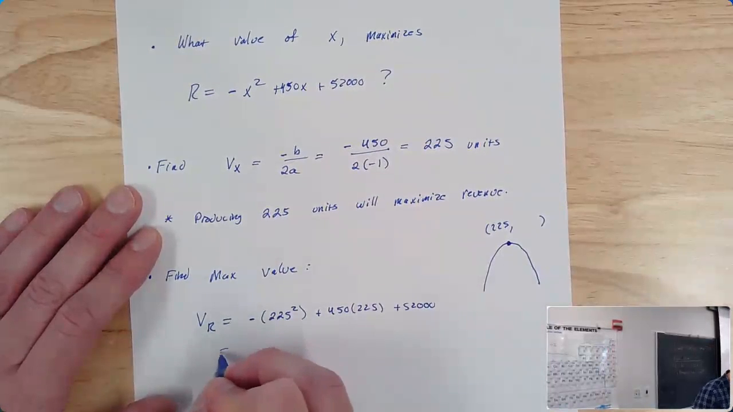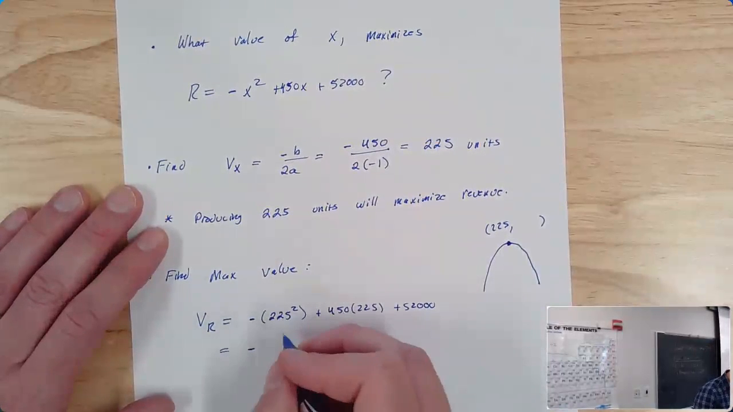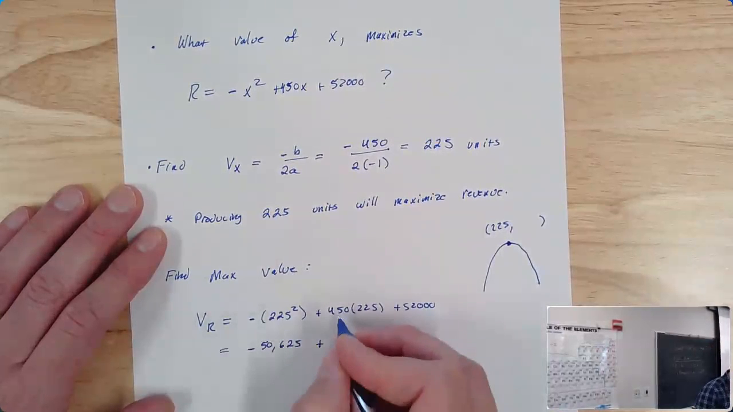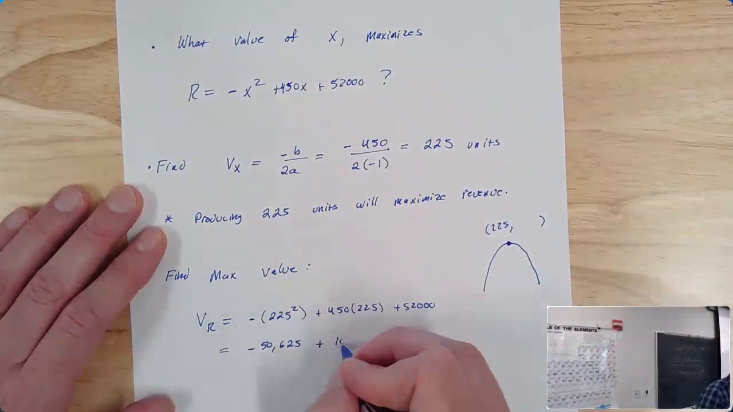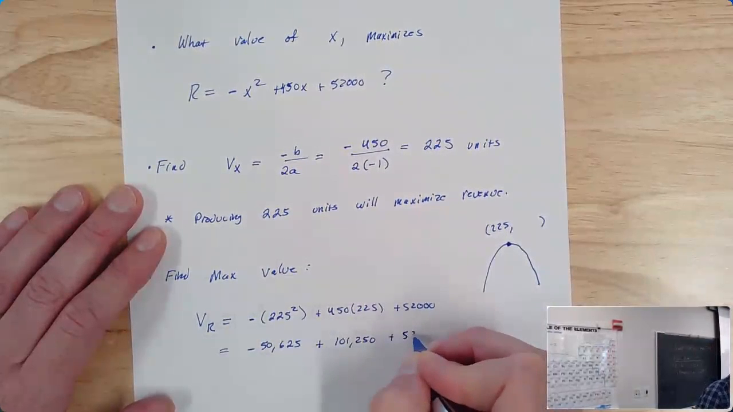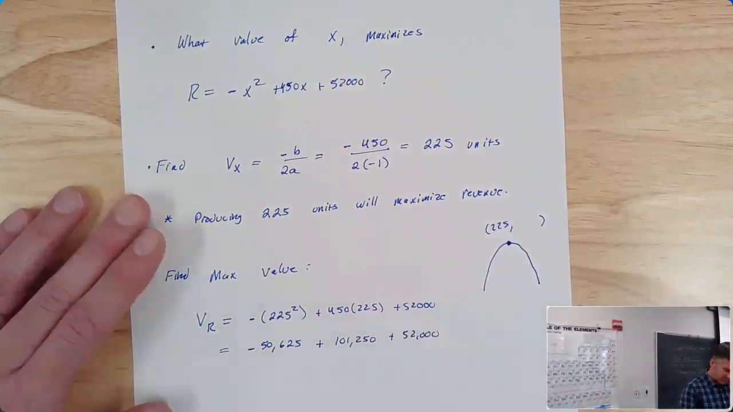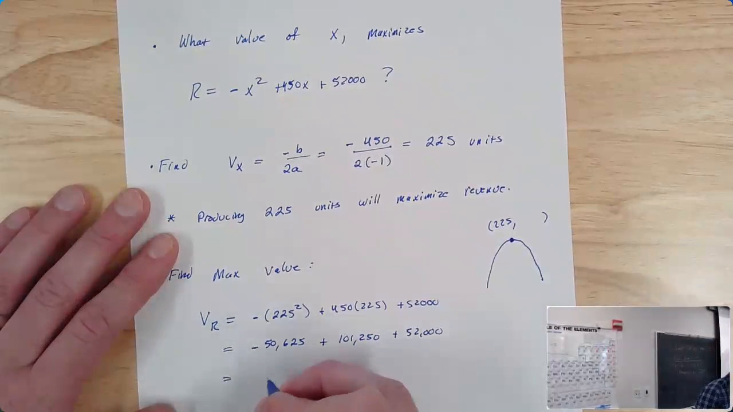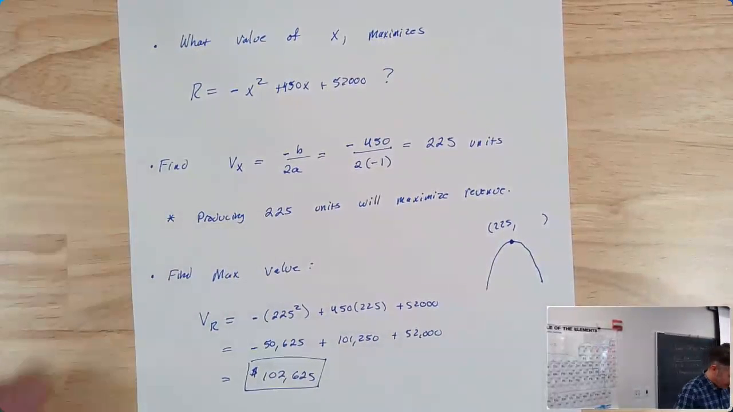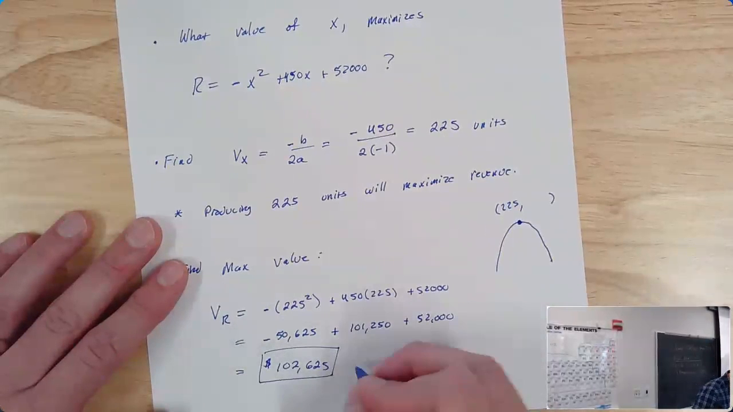Let's see, 225 squared is 50,625. 450 times 225 is 101,250. And then if we add this all together, we end up getting $102,625. And that is the maximum revenue.